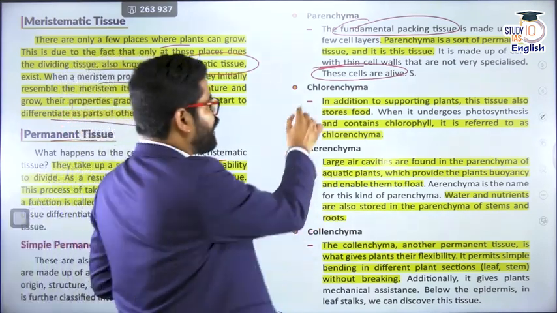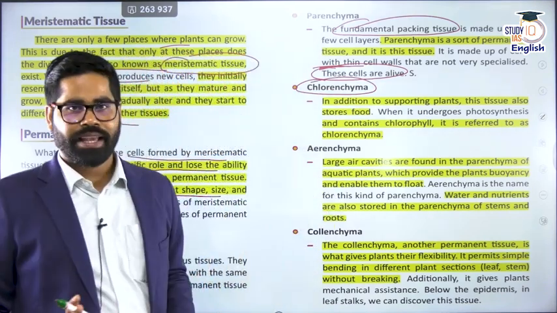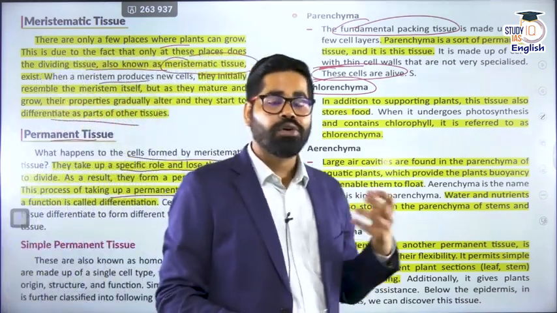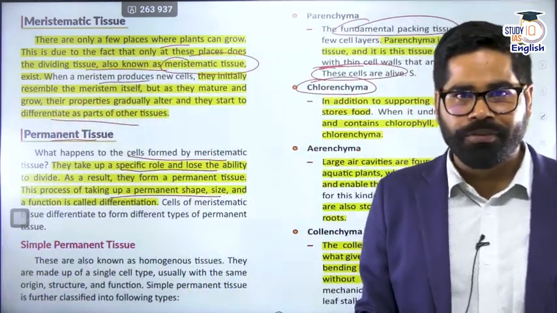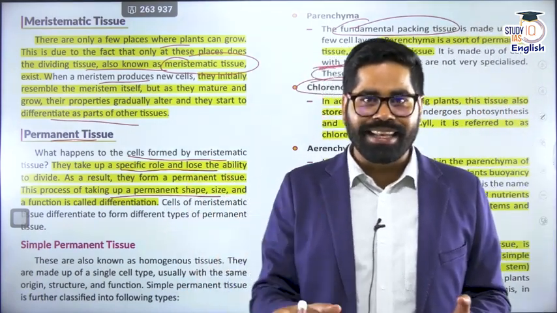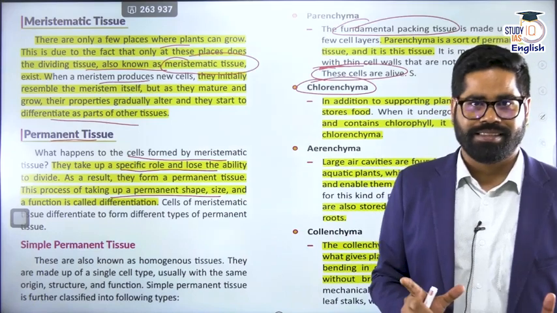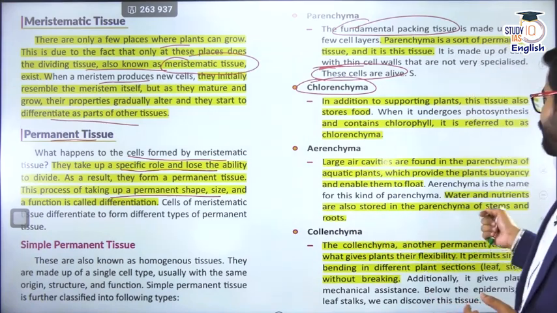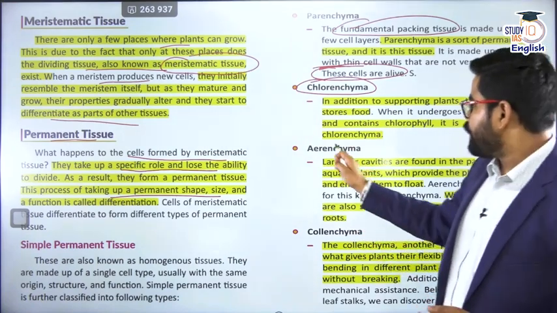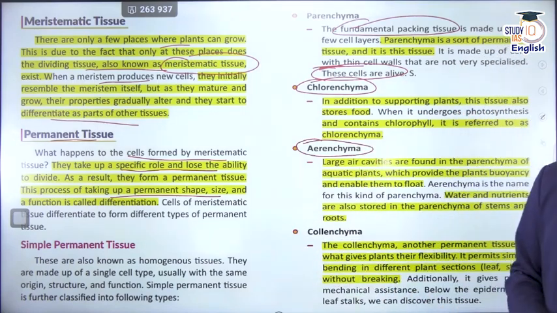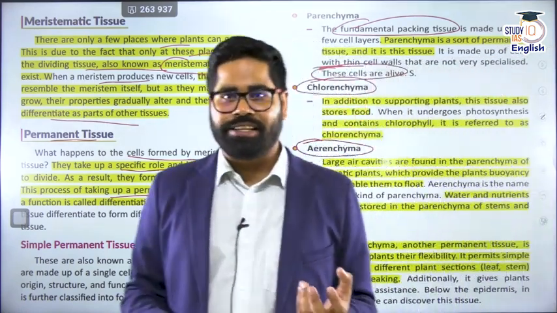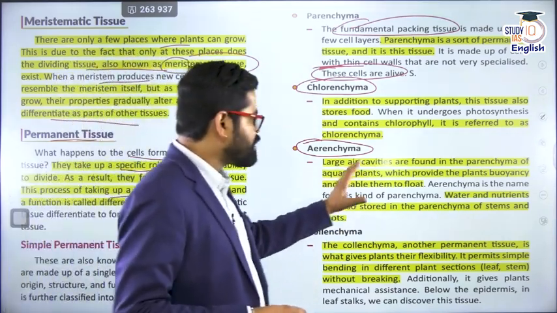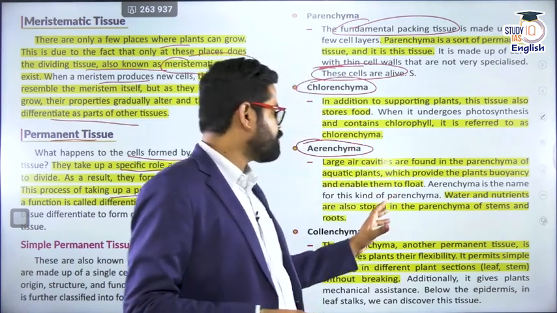Then we have another important part, chlorenchyma. They are supporting the plants and also contain chlorophyll. You know that chlorophyll is responsible for trapping sunlight and performing photosynthesis, so chlorenchyma contains that chlorophyll. There is another one called aerenchyma. Basically, the large air cavities found in aquatic plants are called aerenchyma. This aerenchyma is similar to the parenchyma.